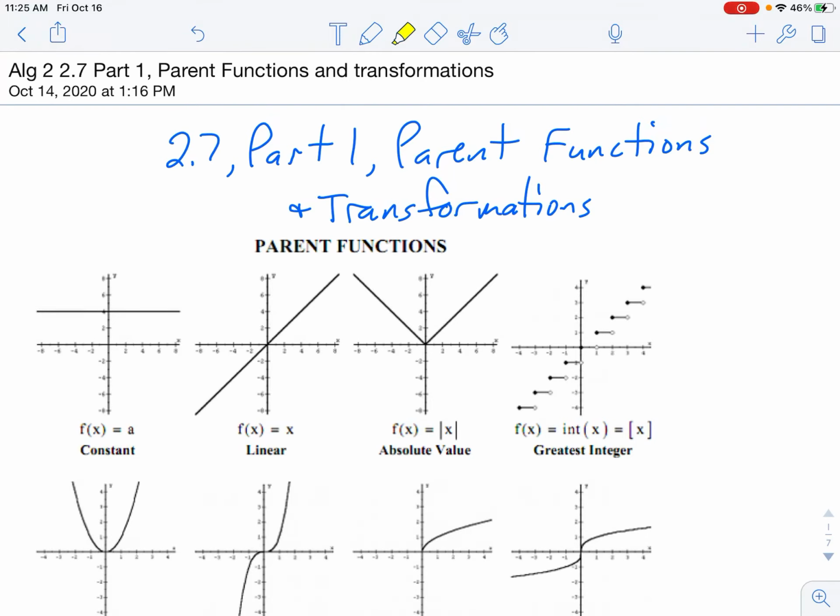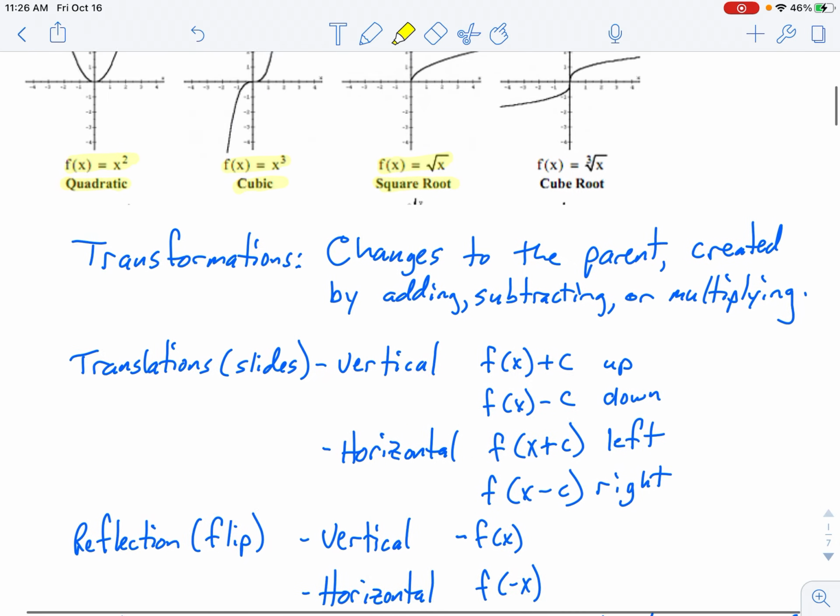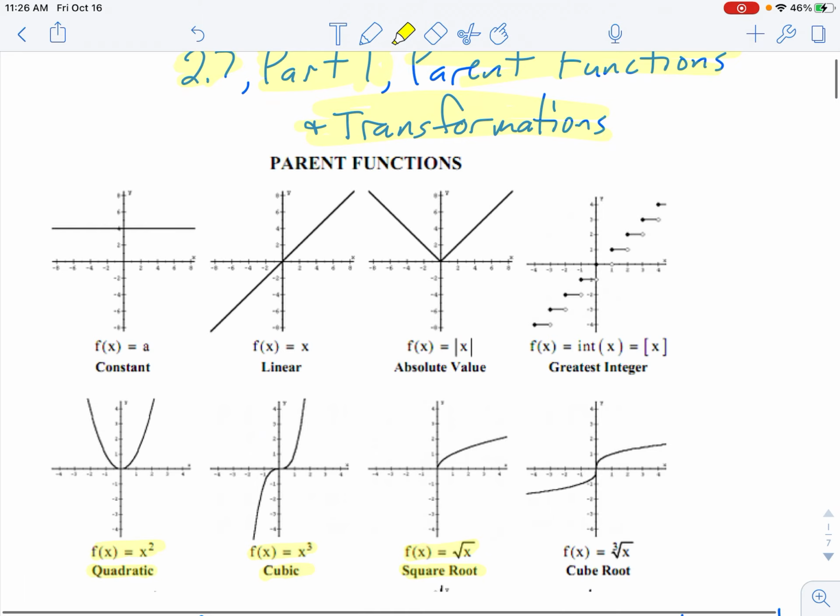Today we're starting section 2.7, and as you can see it says part 1, so I'm splitting this into two different lessons. The overall topic is parent functions and transformations, and there's kind of a lot to it. If you look here, there's a lot of notes. It's actually not that bad. I'll explain why in a minute.